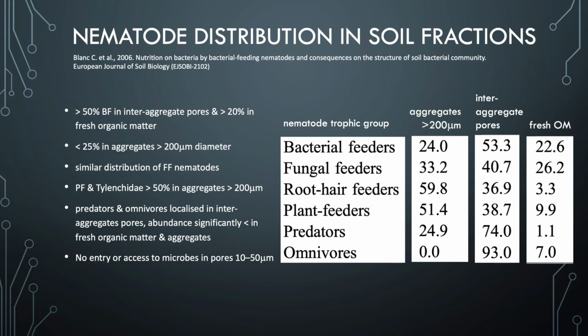An interesting study came out in 2006 where the authors measured the nematode distribution in soil fractions. So they divided the soil into various size fractions and found that over 50% of the bacterial feeding nematodes were found in interaggregate pores and over 20% in fresh organic matter. So this is where the bacterial feeders were most likely to be found. Less than 25% were found in aggregates of more than 200 micrometers in diameter.